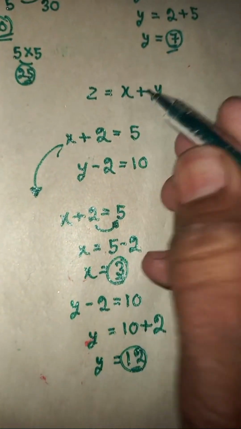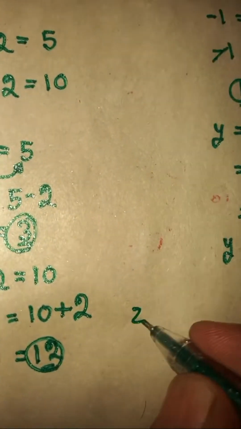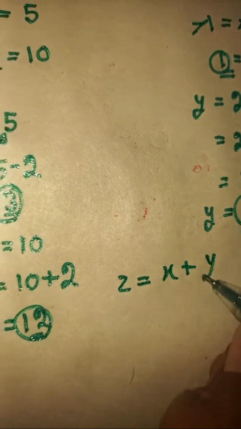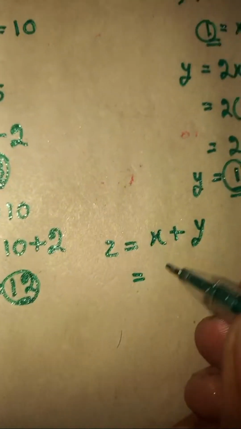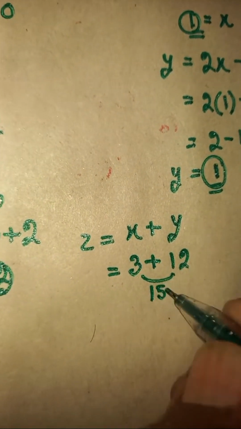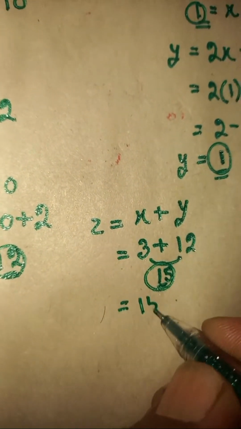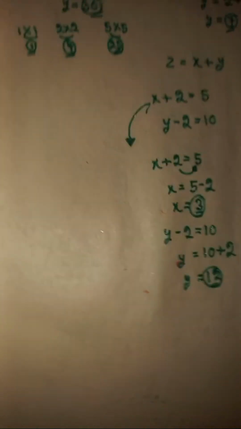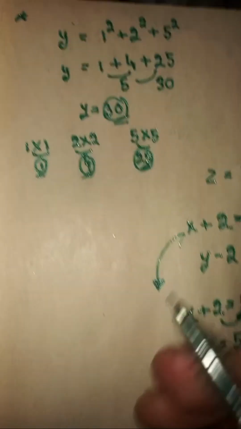So take that equation z equal to x plus y. You're going to get x as 3 and y as 12. 12 plus 3 is 15. You're going to get z equal to 15. Now let's take the next equations.